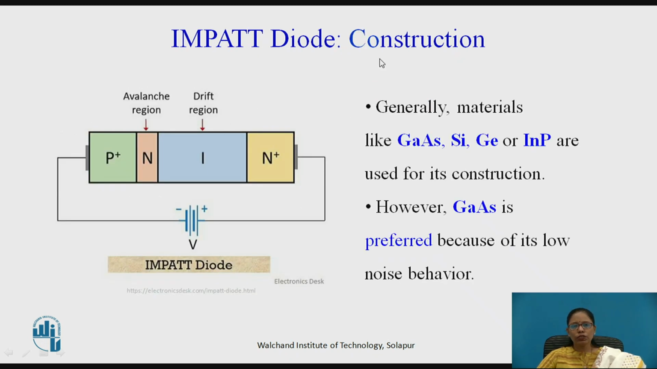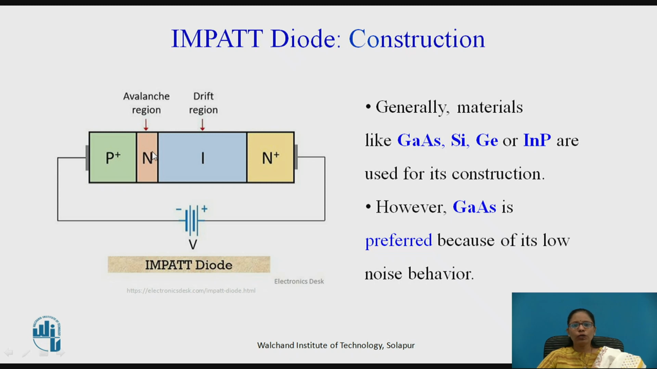So the construction of the IMPATT diode is like this. It is nothing but a semiconductor wafer. It is generally of gallium arsenide, silicon, germanium, or indium phosphide. These can be used for construction. But here it has a heavily doped P region on one side and a heavily doped N region on the other side, and in between there is a drift space, and a small avalanche region is shown.